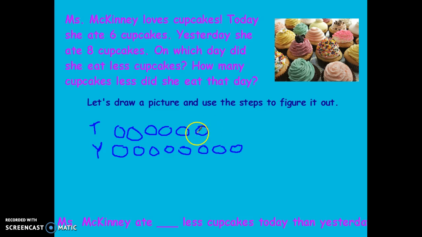We already figured out that 6 is less. Now we need to draw a box around the parts that are equal. Go ahead and draw a box around the parts that are equal. Check to see if you did the same thing. So here's what's equal. Now we need to fill in what's missing. Go ahead and fill in the missing cupcakes. See if what you're doing is what we're doing here.